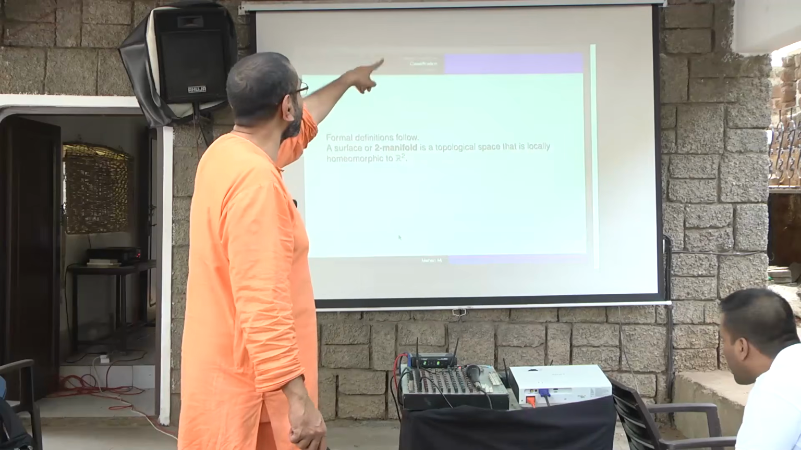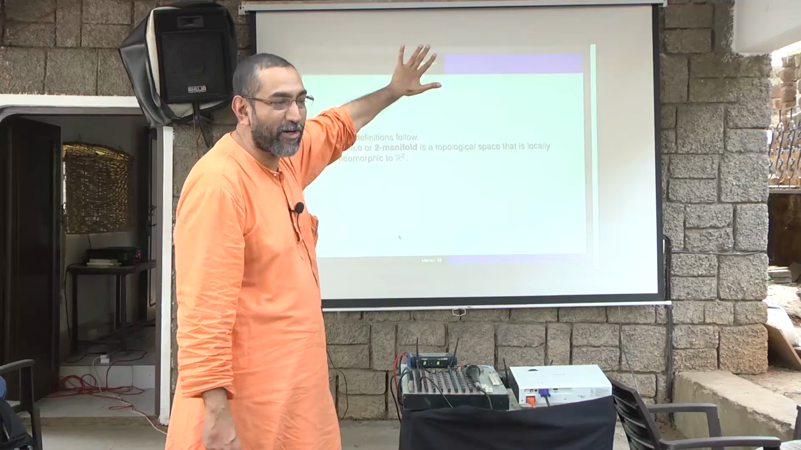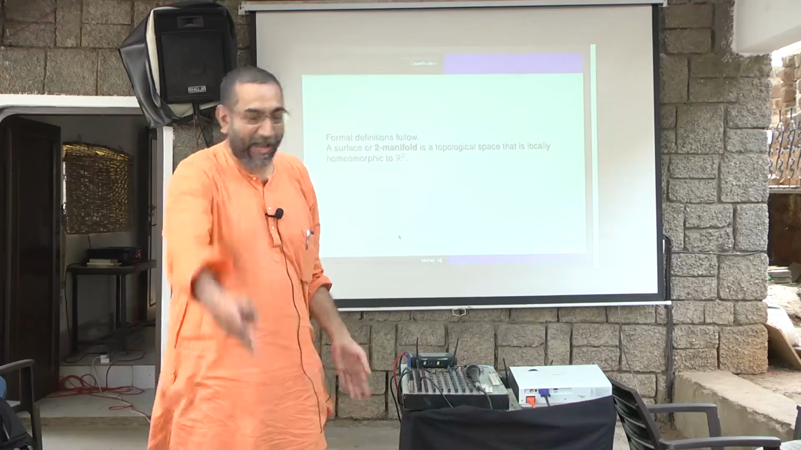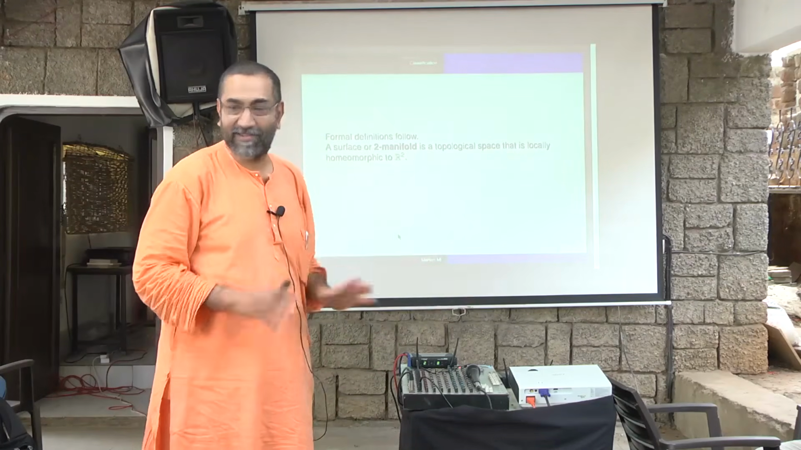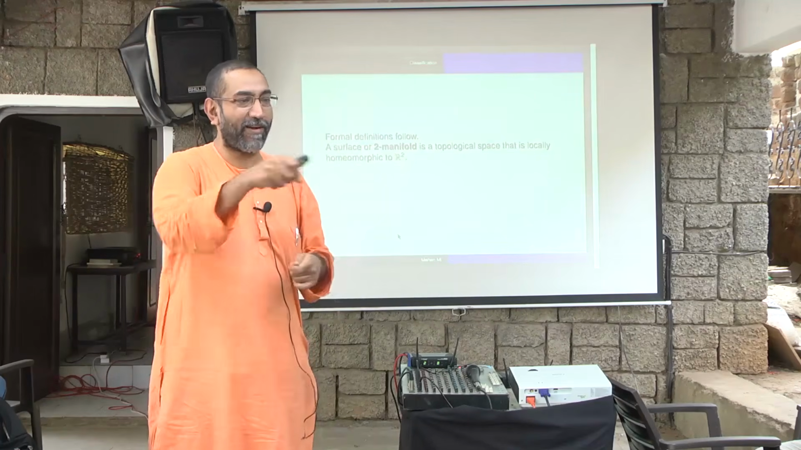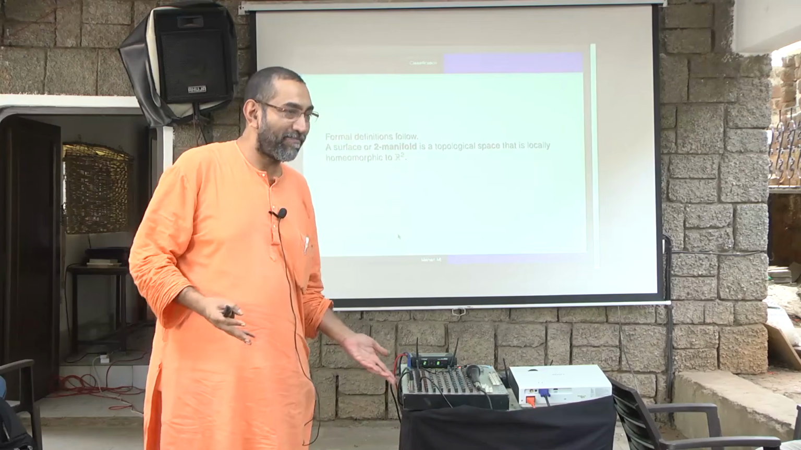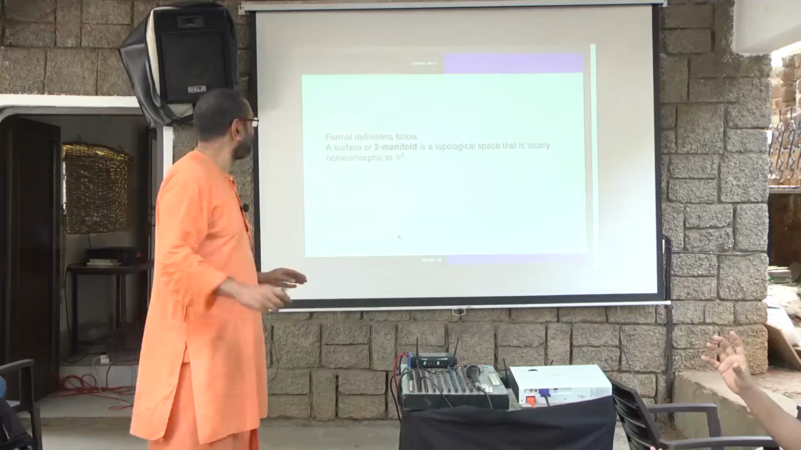R2. R2 is this. The surface of the screen is R2. Locally two-dimensional. What is two dimensions? It's a real line in two directions. There's an x-axis, there's a y-axis. That's all. So that x-axis, y-axis, all the graphs that you drew in school, yeah, that's an example of R2. Okay. That's right.